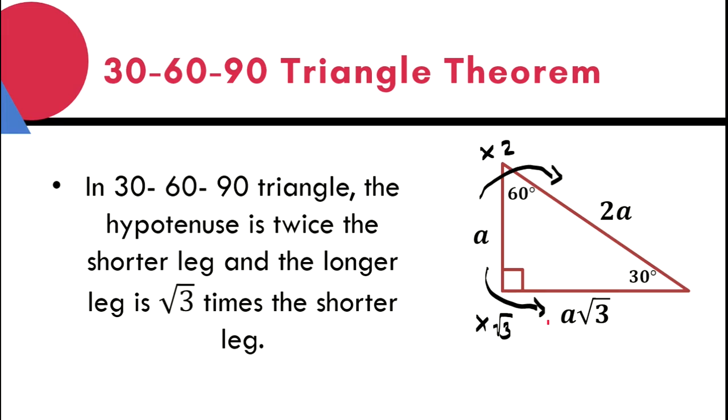But if the given is the hypotenuse and you want to determine the shorter leg, just reverse the process. So from hypotenuse to shorter leg, you will need to divide the hypotenuse by 2. And also, if the given is the longer leg and you want to determine the shorter leg, again reverse the process, divide by square root of 3.